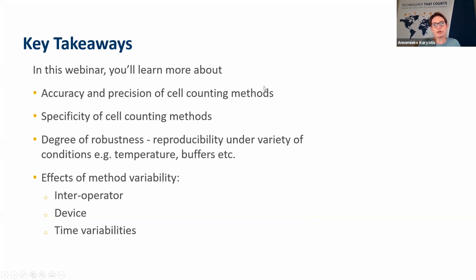So we're going to go through accuracy and precision of cell counting methods, specificity, reproducibility, and different effects of method variability, and all these different considerations that might be important in, say, your cell manufacturing process or your antibody production process. Some of the experiments are relevant to different manufacturing processes, but not all.